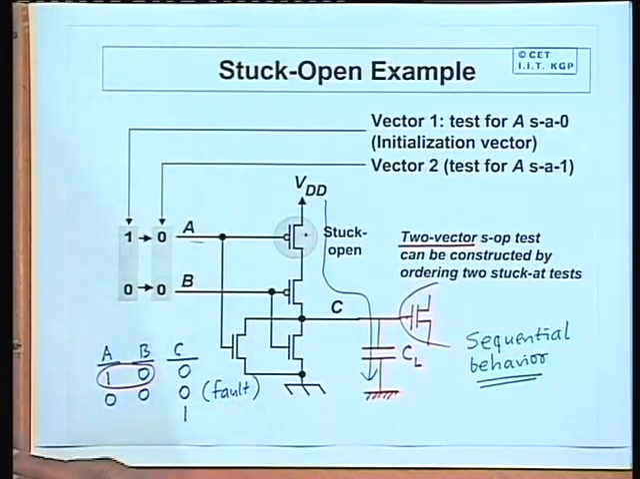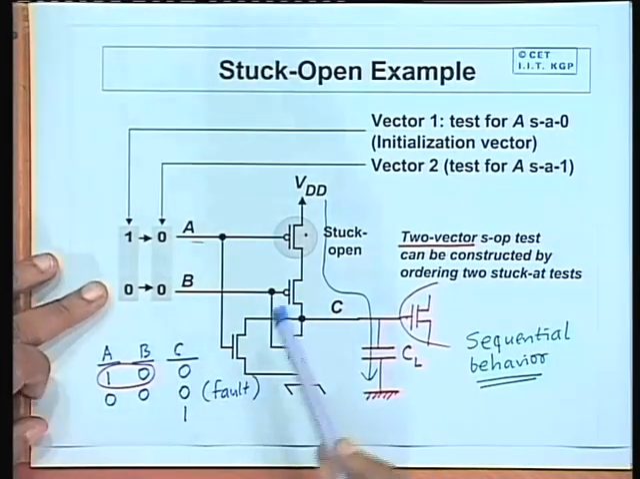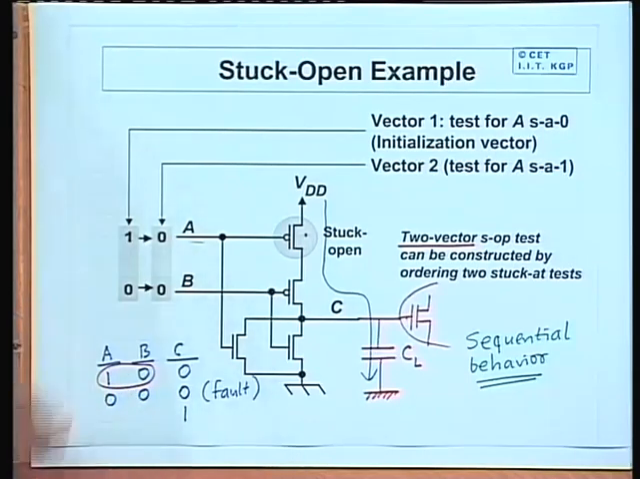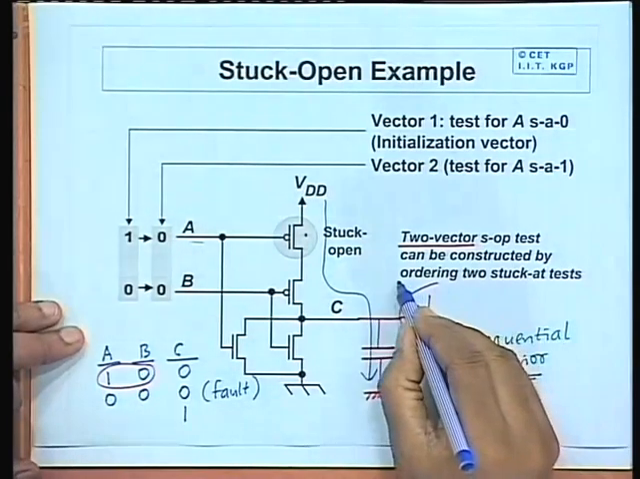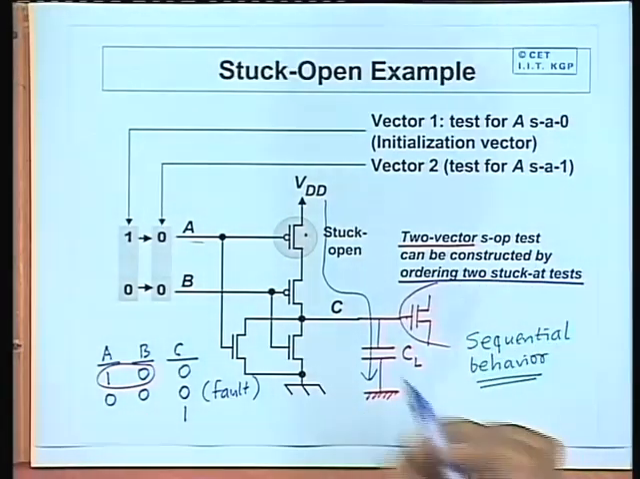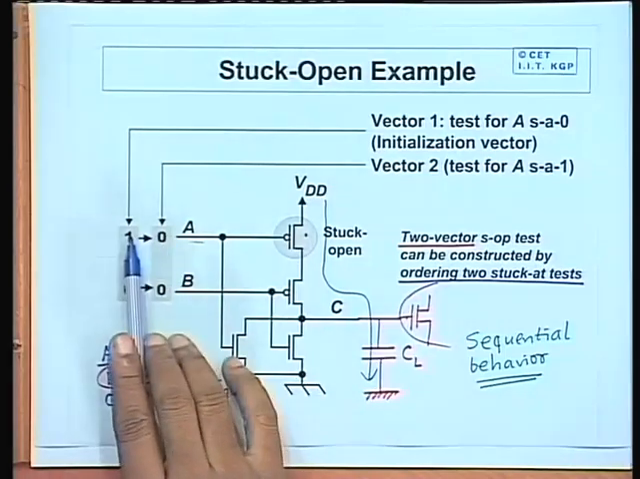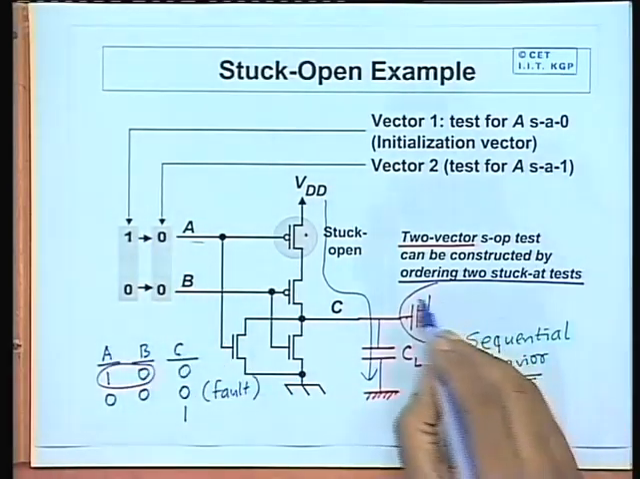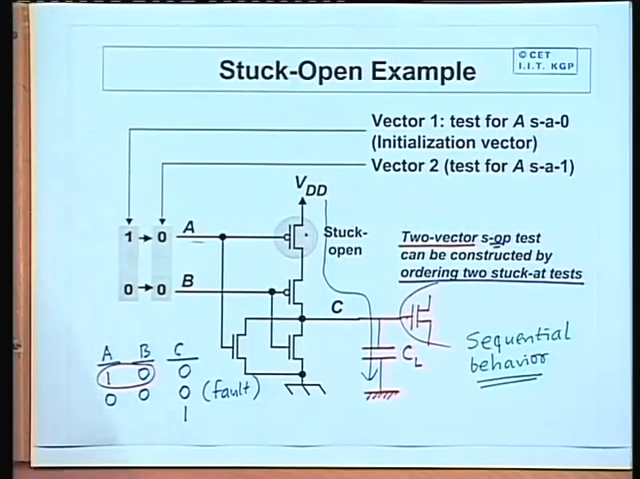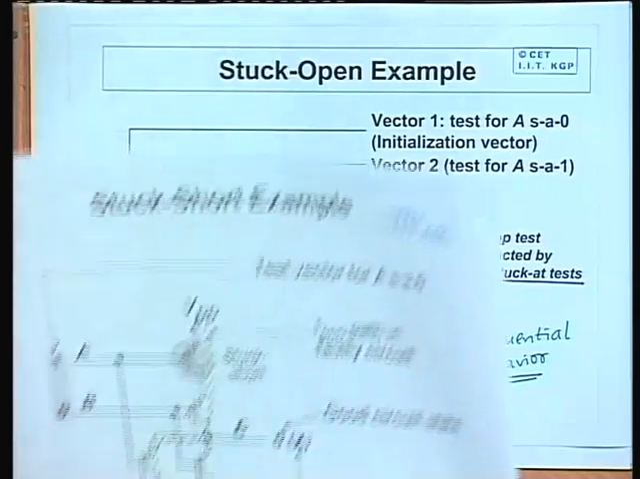Now as I told you, a normal stuck at fault test set may not have these two vectors coming one after the other in sequence, but you can sometimes reorder the stuck at tests by moving them up and down, so that this sequence appears one after the other, and using that you can detect many stuck open faults also. Okay. So, this is one peculiarity of CMOS circuits.